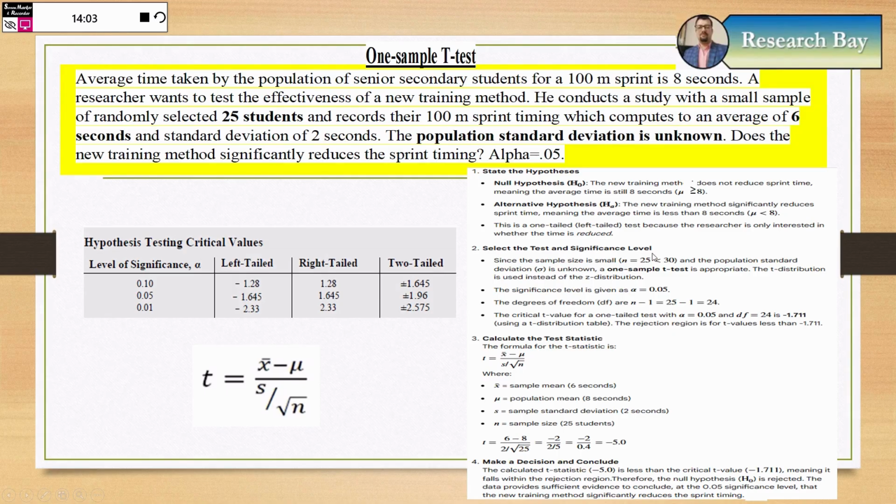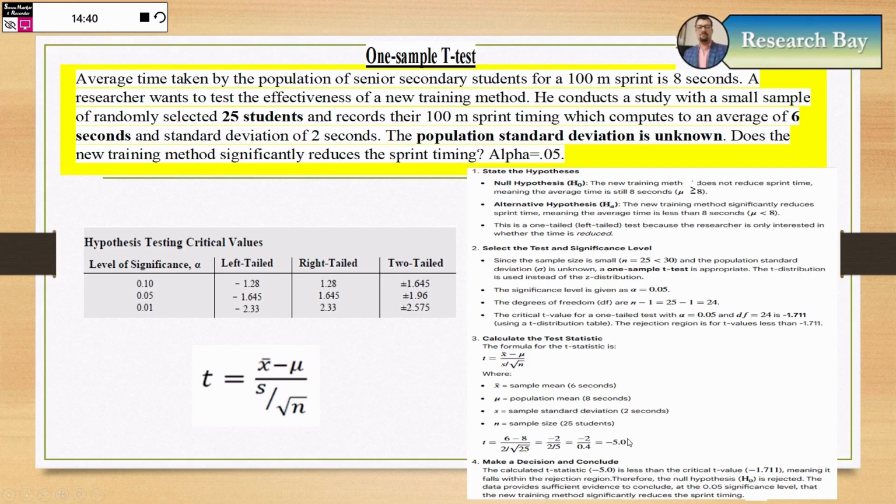So select the test and significance level. Sample size is small. I've already told you the standard deviation of the population is unknown. So we go in for a one-sample t-test. You use this formula. You plug in the values into this formula. This is the sample mean. This is the population mean. This is the standard deviation of the sample. If you recall, in case of a one-sample z-test, this is the standard deviation of the population. Here we have the standard deviation of the sample.